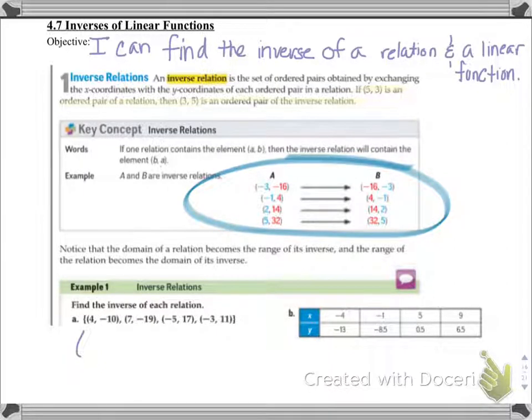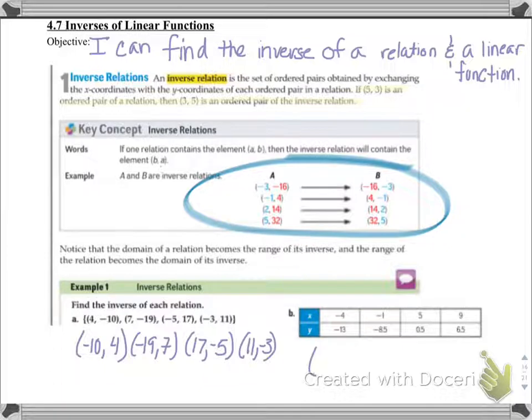So, in example 1, we are just switching the x-coordinate with the y-coordinate. So if I have (-4, 10), now I have (-10, 4). If we have (7, -19), now we have (-19, 7). Just switching the values from the x position to the y position and from the y position to the x position, as I showed in the next two coordinate pairs there.